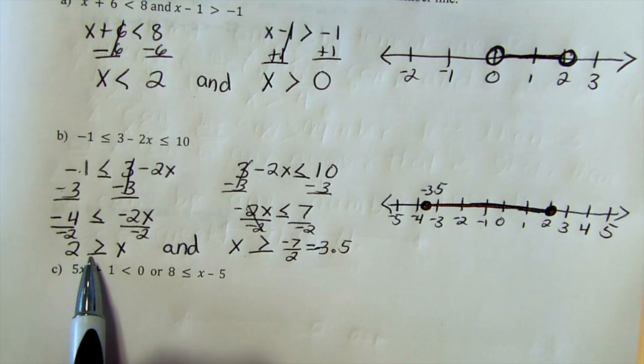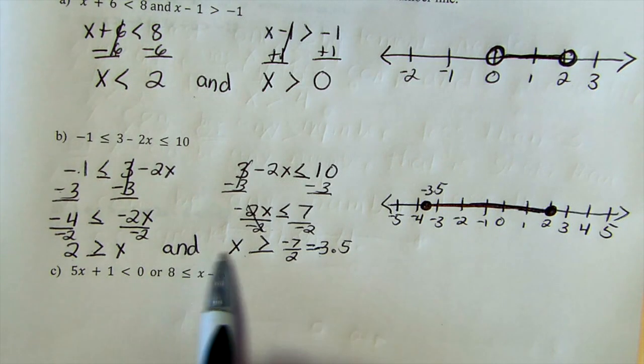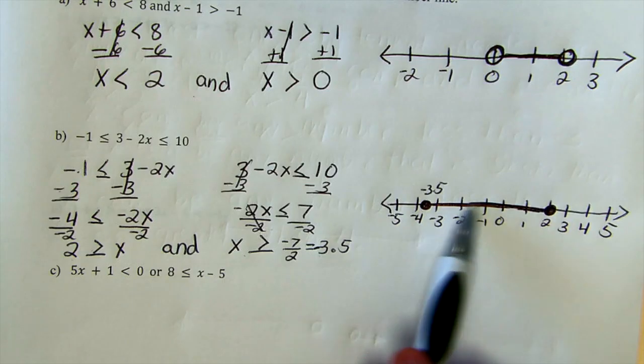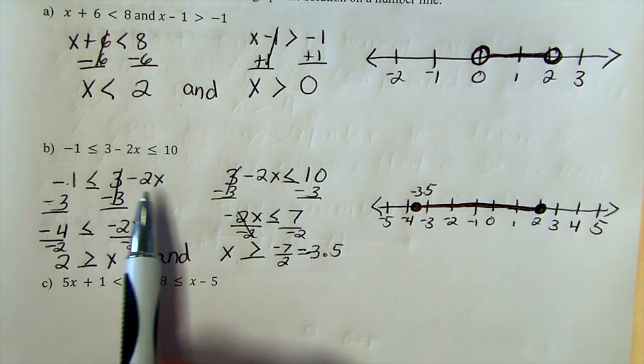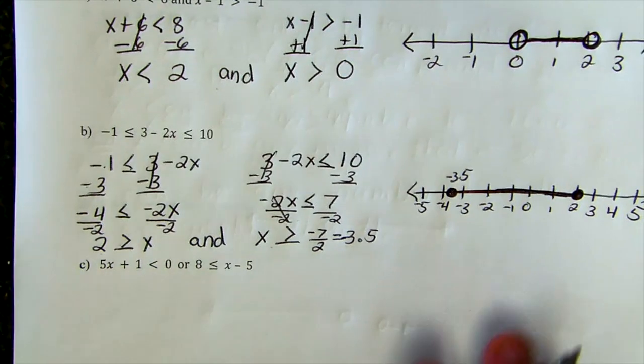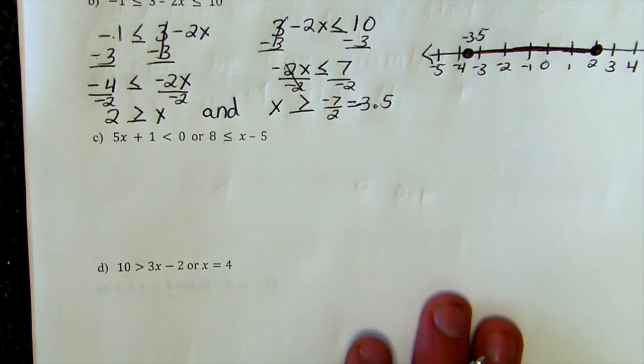Because we want x to be less than or equal to 2, and we want x to be greater than or equal to -3.5. And that's what we just did right there. All these numbers in between -3.5 and 2 are solutions to this inequality. Now let's move on to part C.